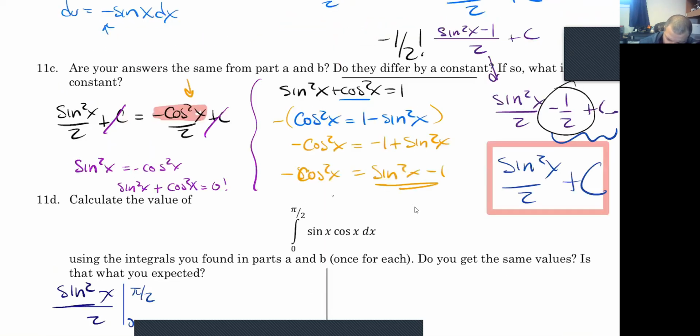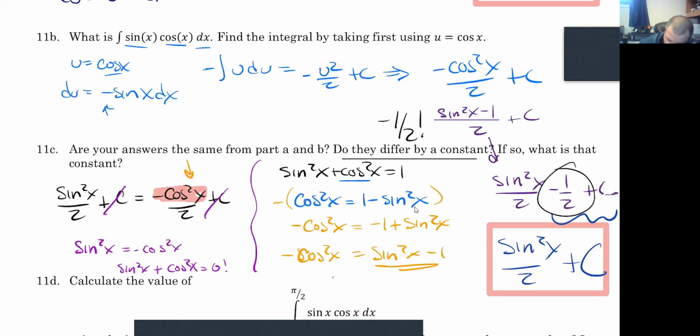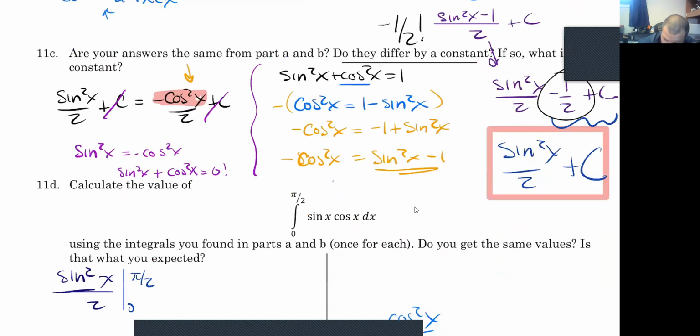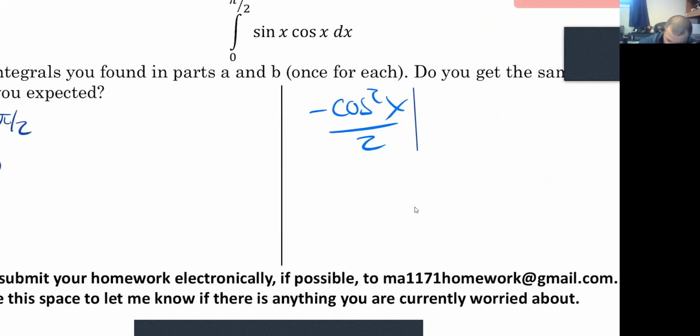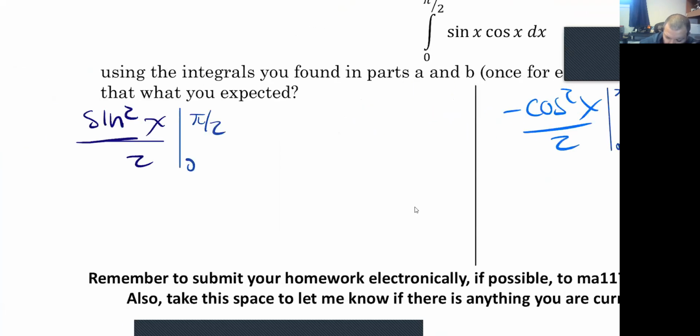And in the second example, we're using negative cosine squared of x over 2. Again, it's a definite integral, so that constant's going to cancel out. So 0 to pi over 2. So let's see what we get. If we go with this first one, we're going to get sine of pi over 2, whole thing squared.